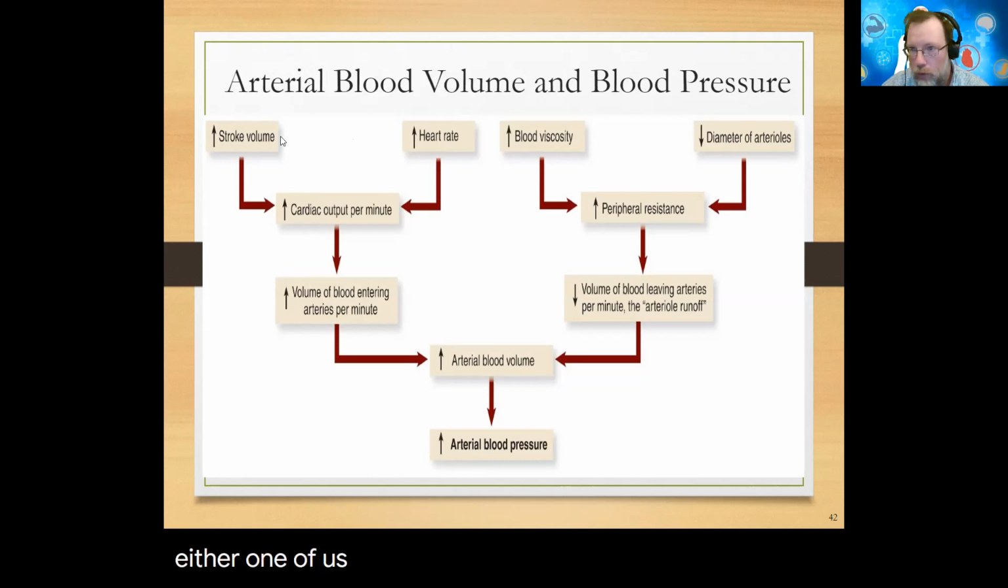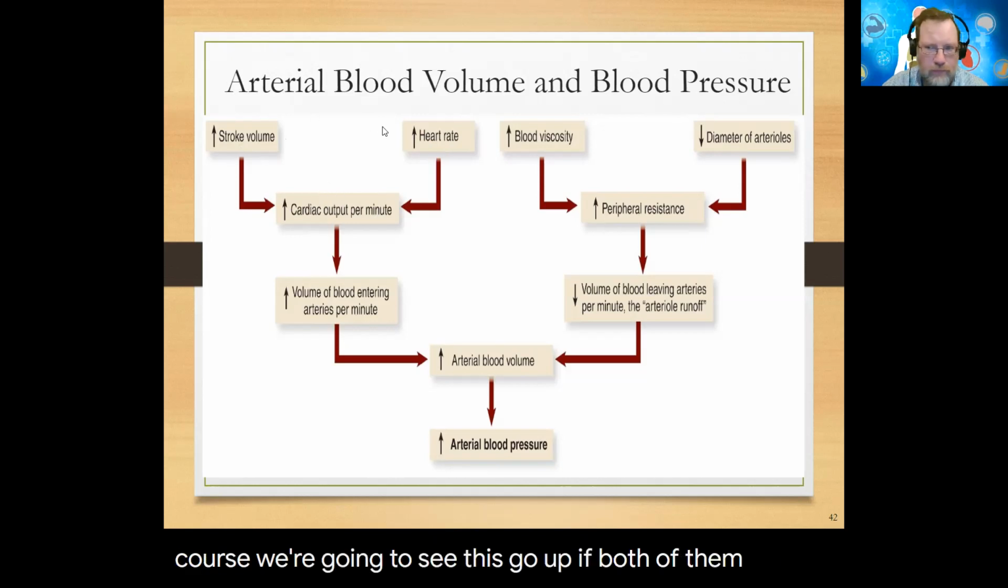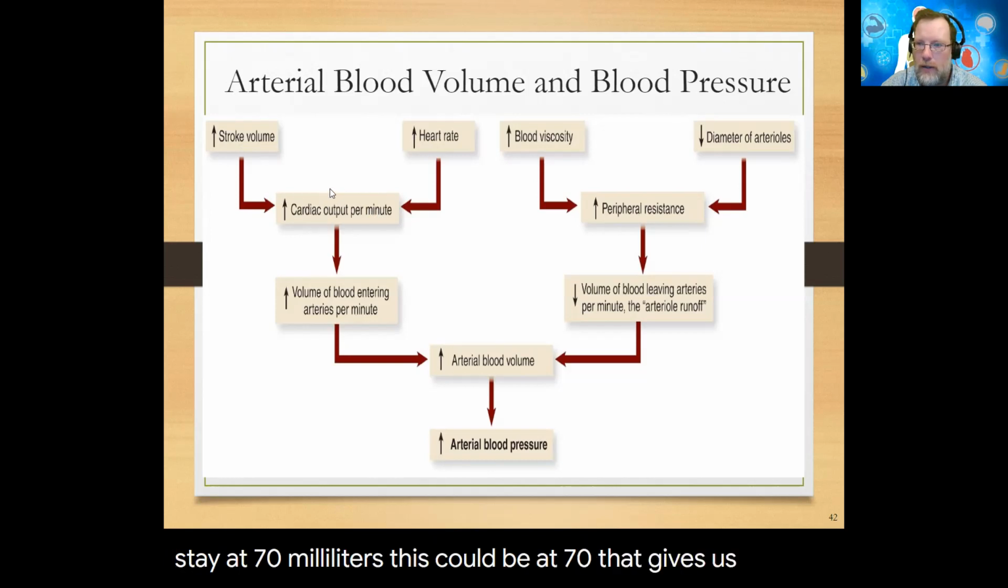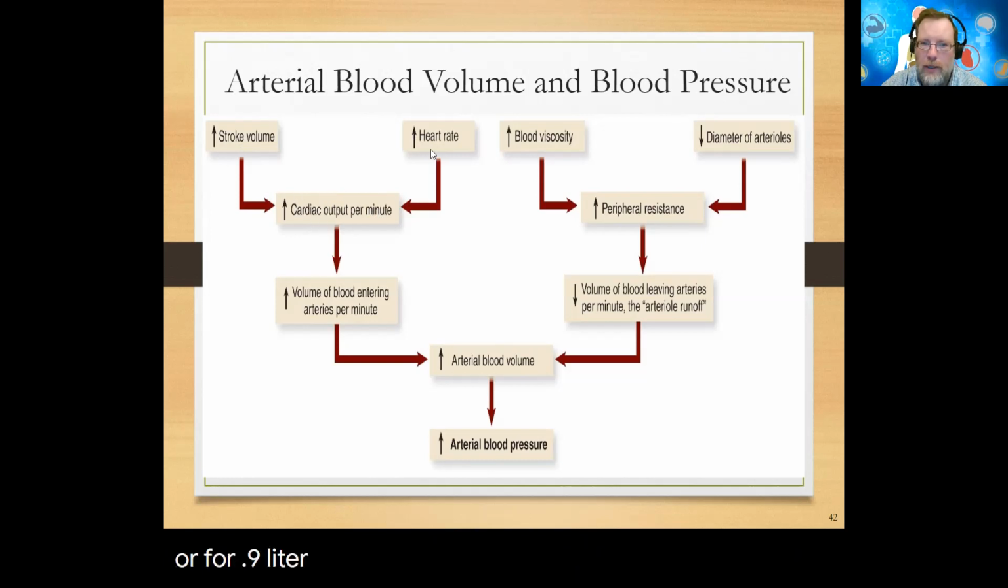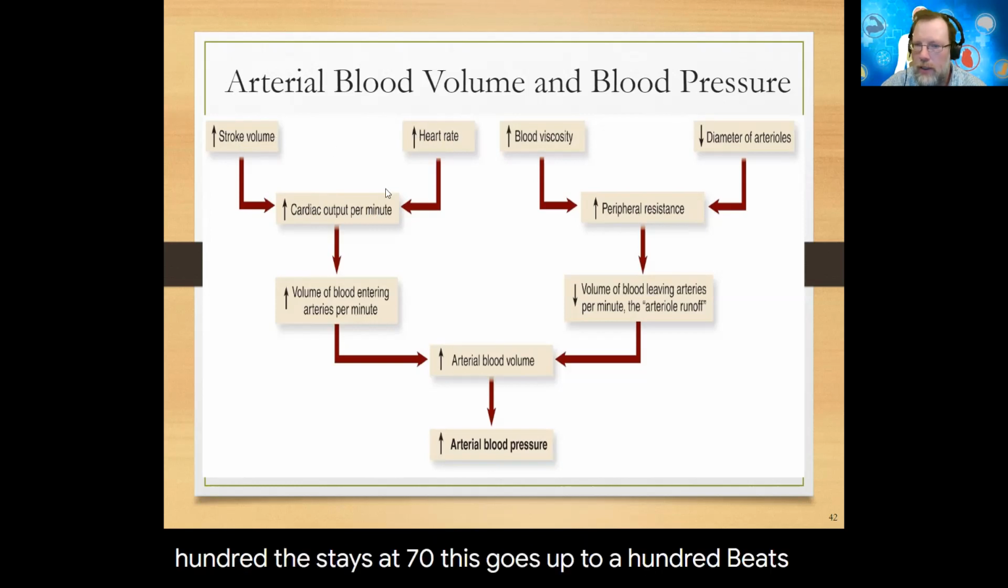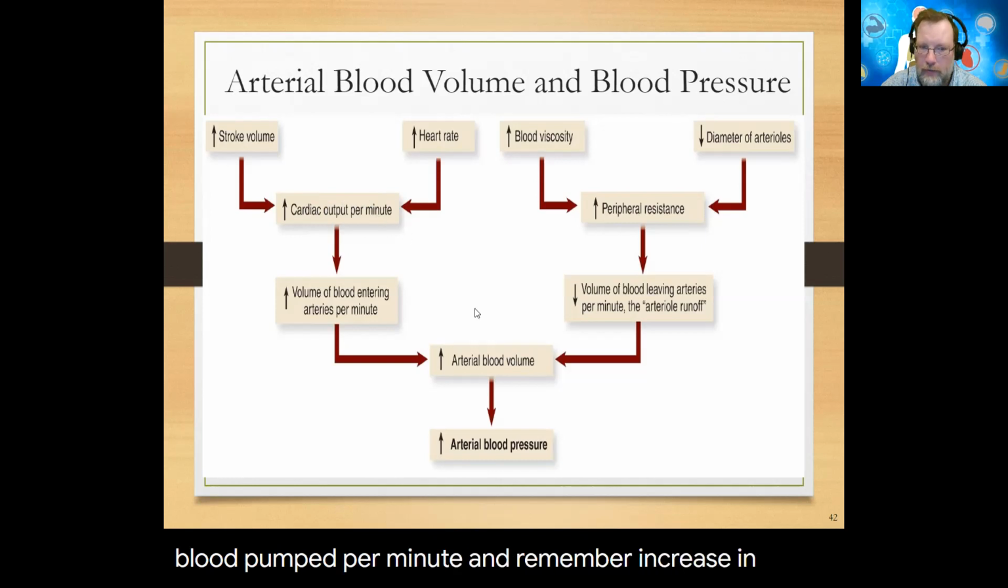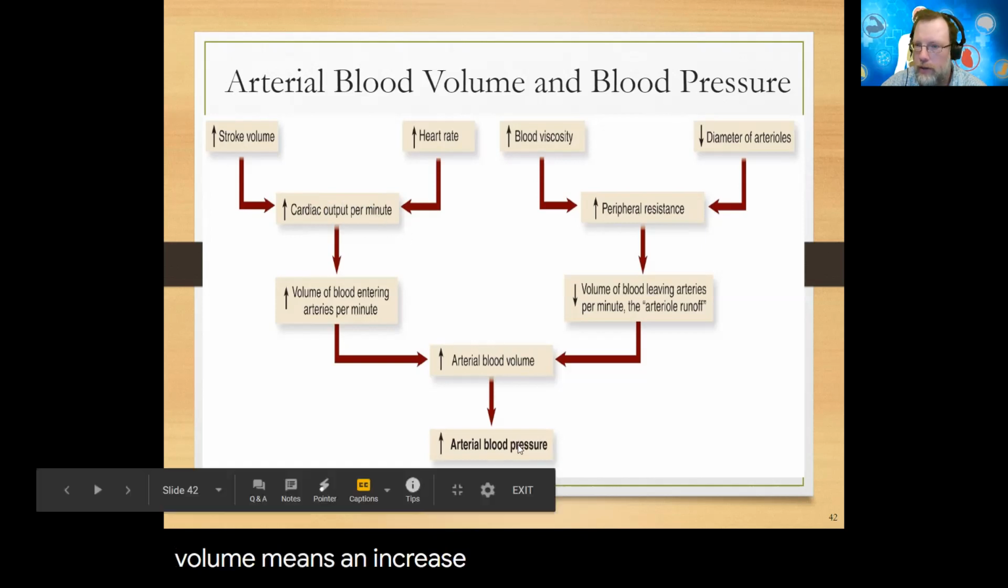Certainly, if they both go up, if this goes to 5 and this goes to 10, then this is going to go to 50. So of course, we're going to see this go up if both of them do. Both of them don't have to go up, though. Again, this could stay at 70 milliliters. That gives us 4,900, or 4.9 liters per minute. If this stays at 70 and heart rate goes up to 100 beats per minute, now my cardiac output is 7,000, or 7 liters of blood pumped per minute. And remember, an increase in volume means an increase in pressure.